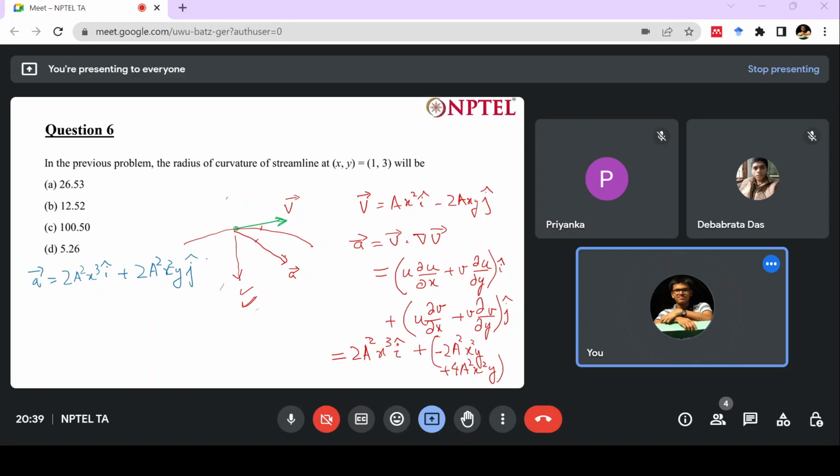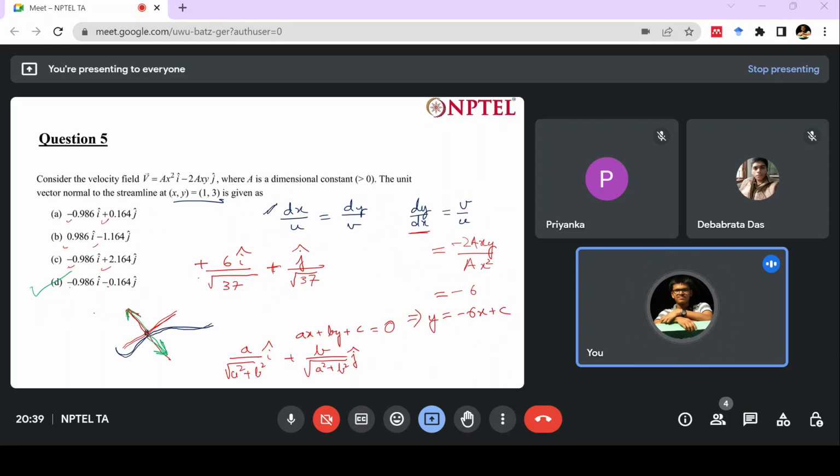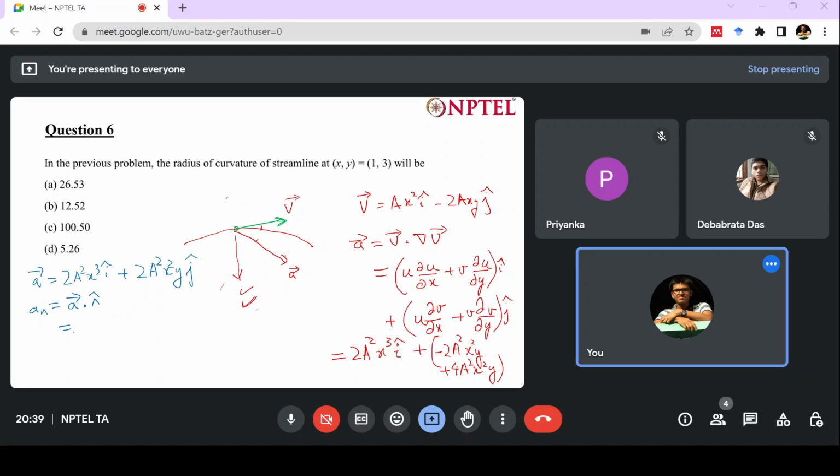Okay, no problem. So we can now find the normal because we have already found the normal direction. So we can find the normal component of acceleration. And we can also put our x value. X is 1 and y is 3. So x is 1 and y is 3. So n cap, what was the value of n cap? 6 by root 37 and 1 by root 37. Okay.